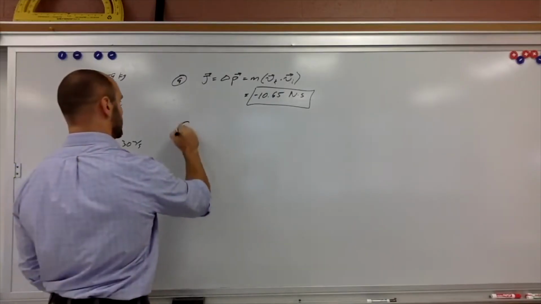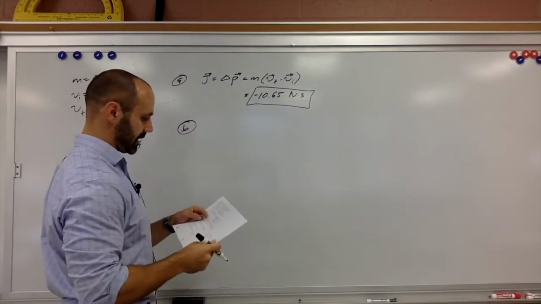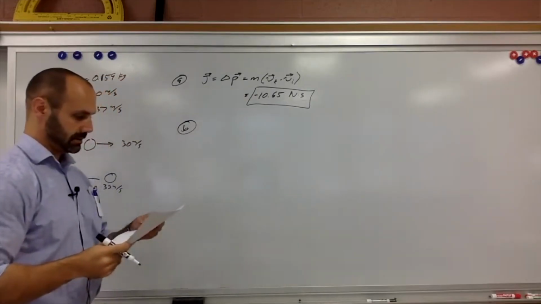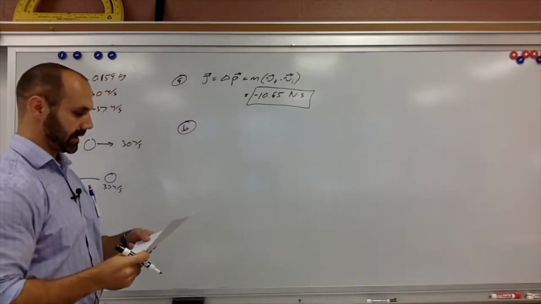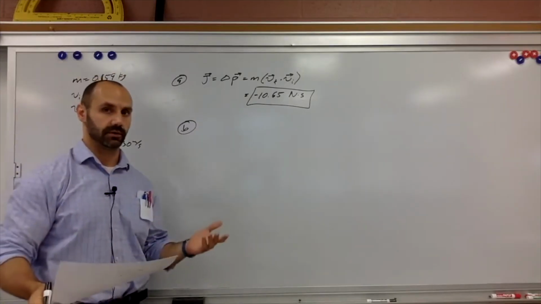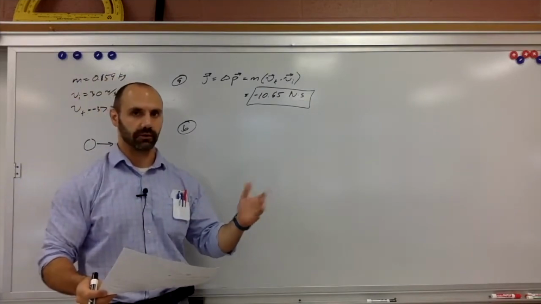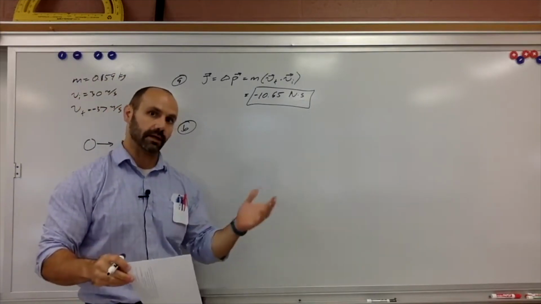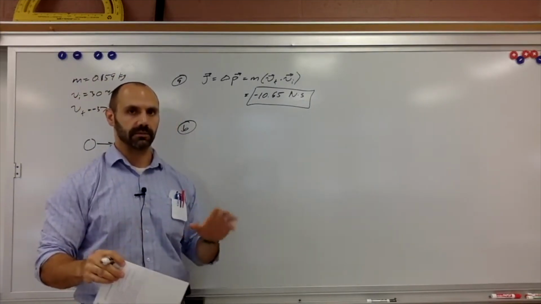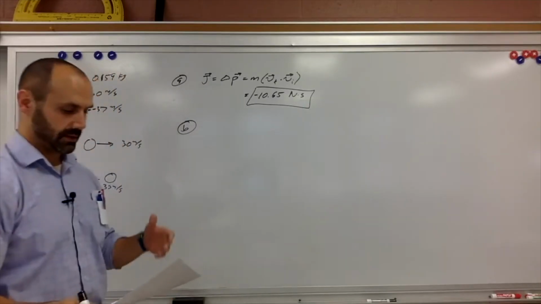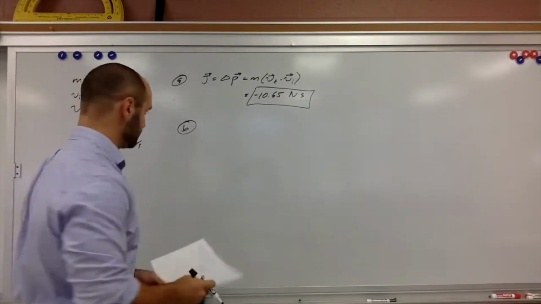All right, so part B now asks us what is the average force of the bat on the ball. Again, we're looking for average force here because in reality, a bat hitting the ball is a constantly varying force. It starts off small and then a lot and then a little over a very small period of time. So we're just asking for the average force, and that saves us from having to use calculus.